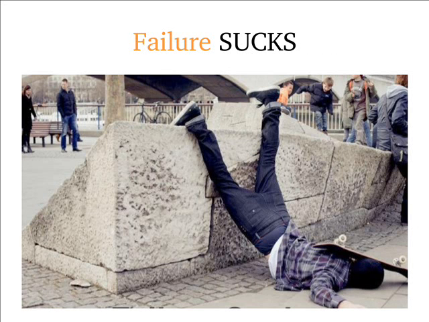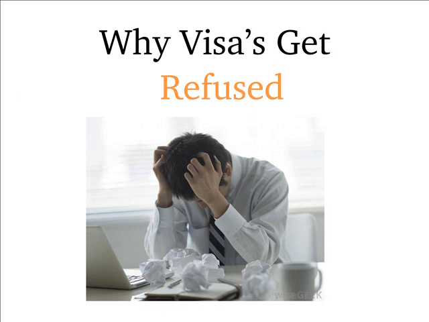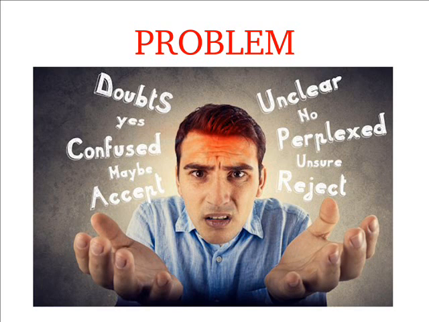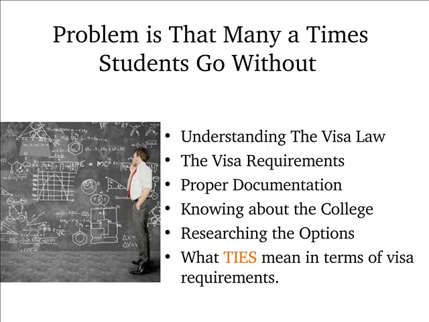So we need to understand why visas get refused. When a student is going there with their test scores, admission offers, and financial planning, all those things do not assure a visa. So what is the problem? Most of the time, students don't understand the visa law, the visa requirements, the documentation, or lack knowledge of the college. Have they researched various options to find the best fit for them? Most importantly, the visa requirements and what ties mean, which is really important when going in for the visa interview.